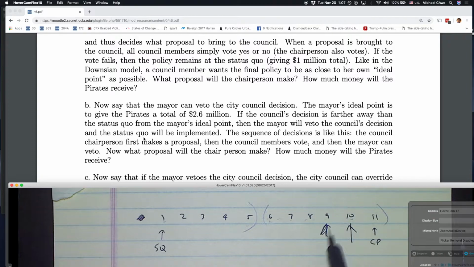Okay. So 9 passes, but 10 passes also. And the chairperson has the agenda power, so the chairperson says 10. The chairperson gets to choose what they vote on.